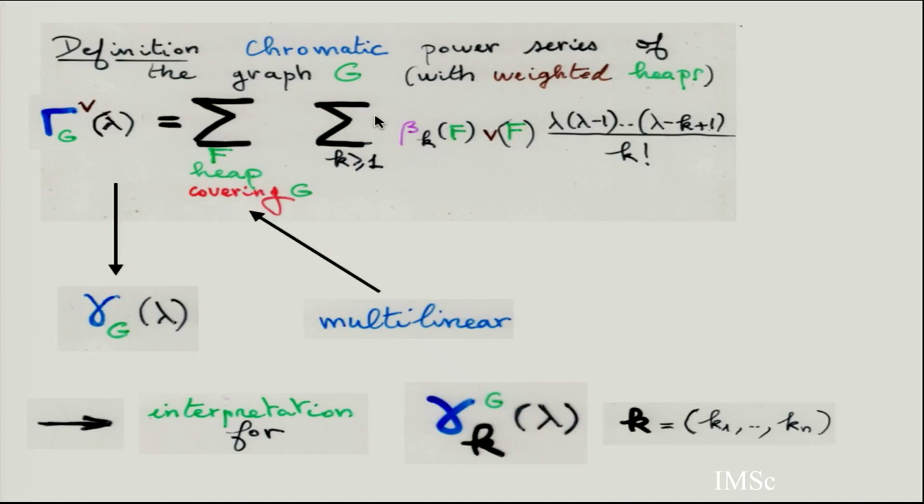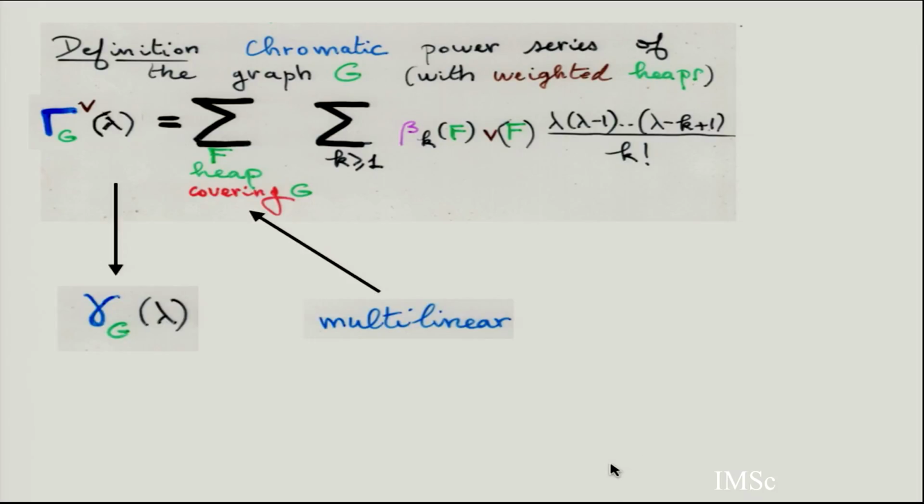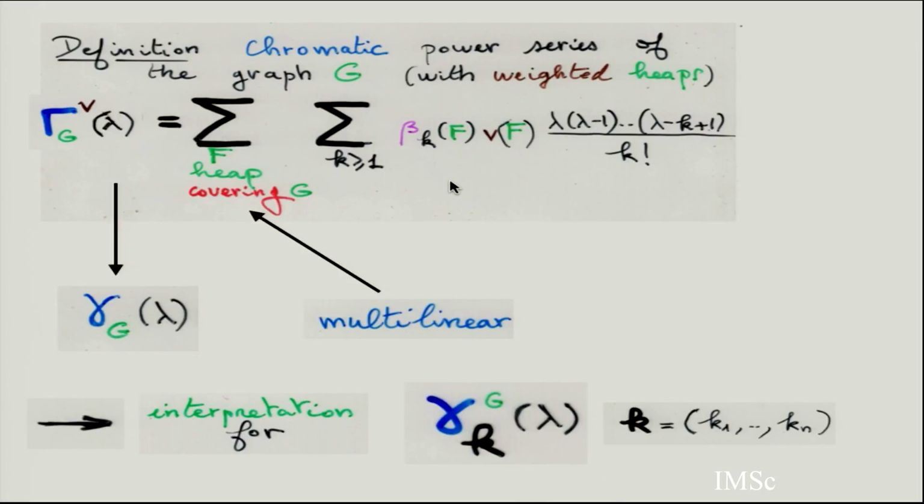In which, if you project the heaps, you have an interpretation. This is a class of heap with a degree k1, k2, kn in each of the fiber above the graph. What is beta k of f? Beta k is the number of ways of coloring, the number of ways of decomposing a heap into layers such that there are k layers, that's all.